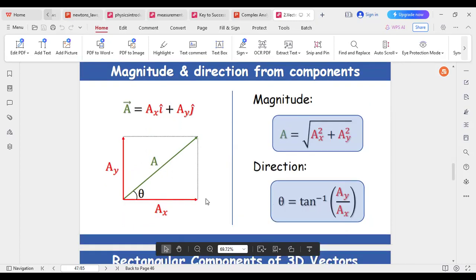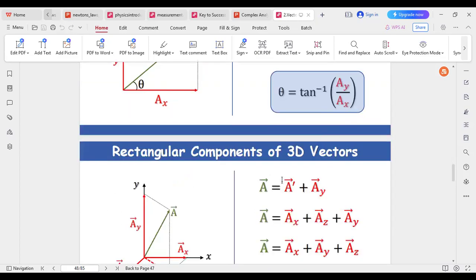This is the resultant along the x-axis and the resultant along the y-axis. These are also called components: the x-axis component and the y-axis component. This is the magnitude and direction.